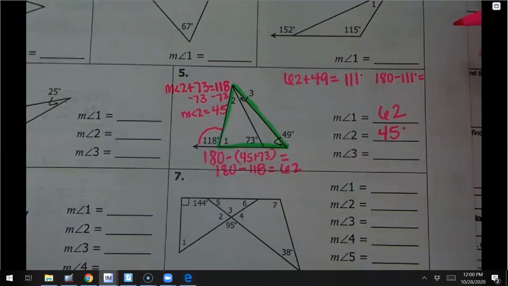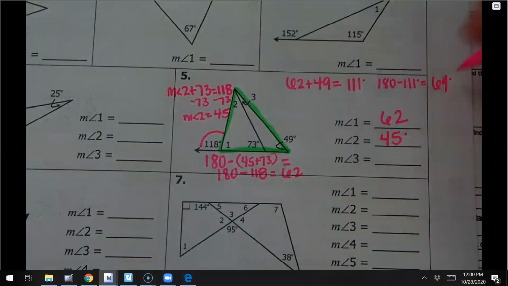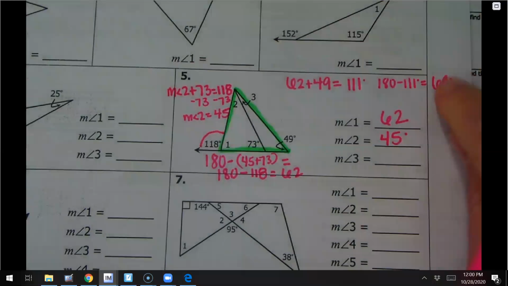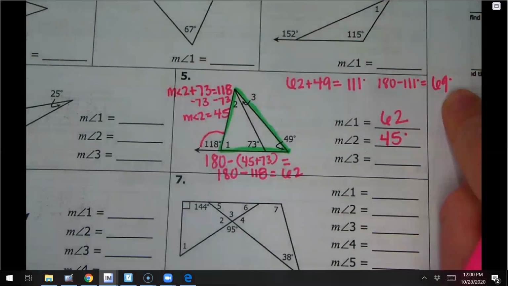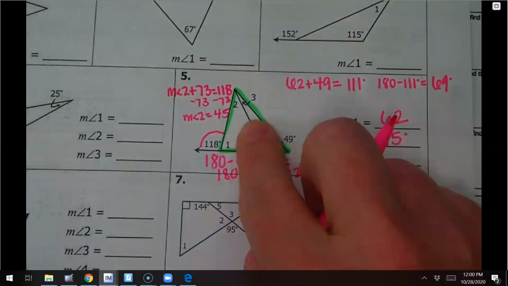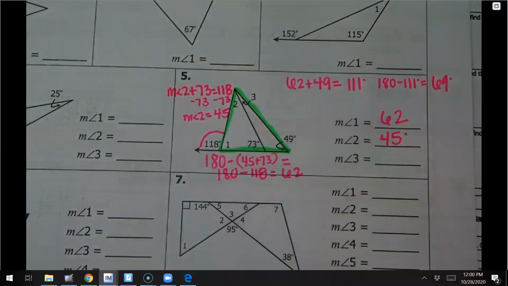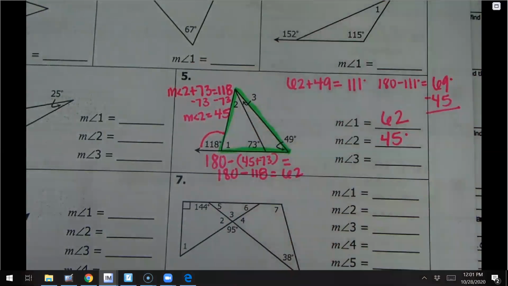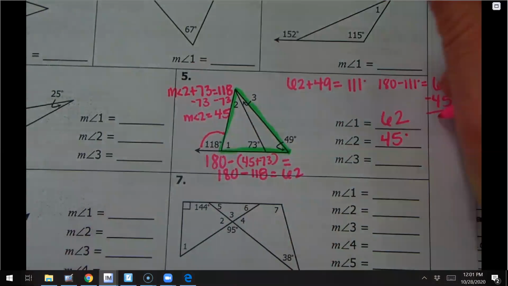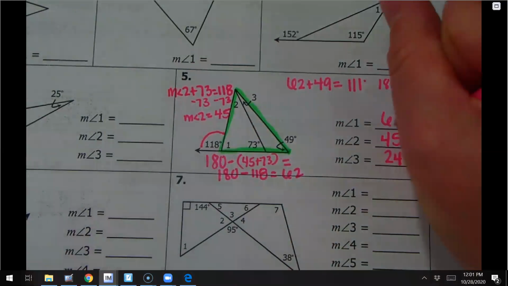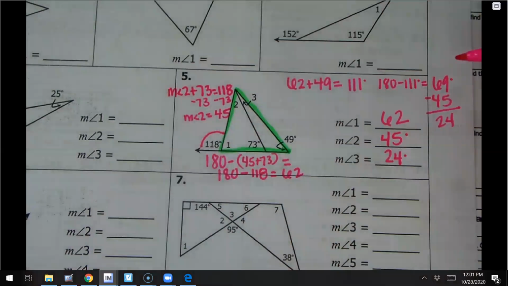69, even better. So then we take that from what we know 2 is. Well, 2 is 45. So we take that from 45, and that gives us 24. That's one way to do that. Not the only way, just one way.